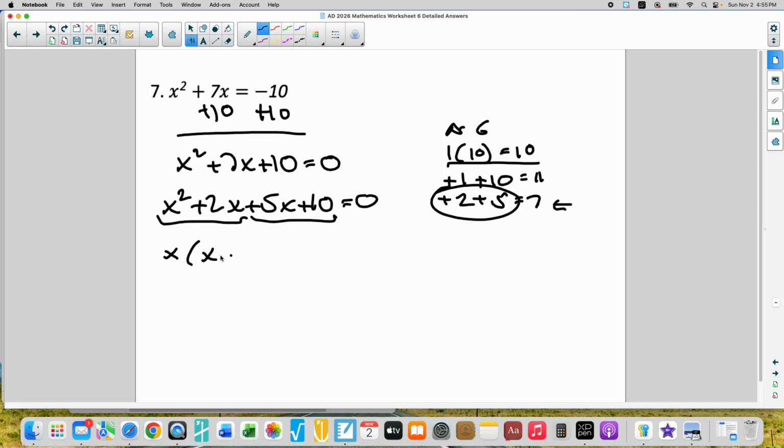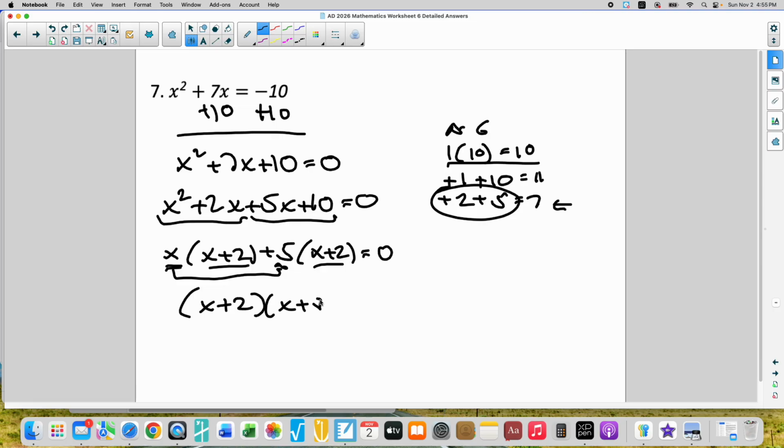We're going to factor by grouping. Factor out an x, x plus 2, factor out a 5, x plus 2. I know I did it correctly because they are the same. Let's pull out that x plus 2, and that leaves me with x plus 5. That's a bad 5.